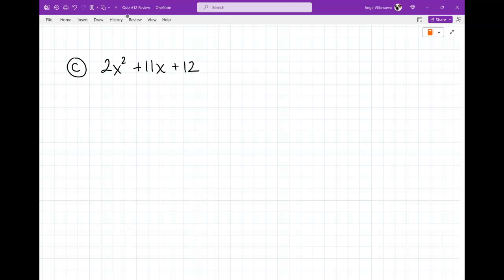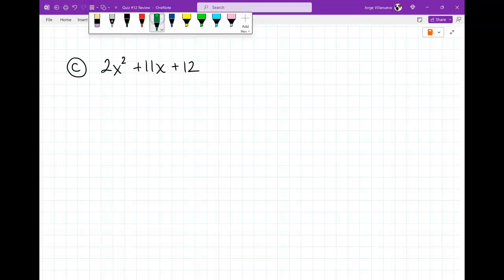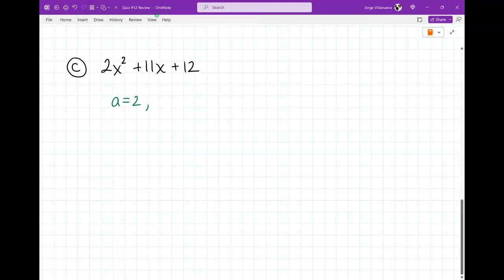Again, if you're using your factoring flowchart, this does not have anything in common. It is not 4 terms. It is 3 terms. So you're going to use X method for it. Okay? So I'm going to list my ABCs. So A is 2, B is 11, and C is 12. And I notice that A is not 1. A is 2. That means I'm going to have to divide this out, okay?